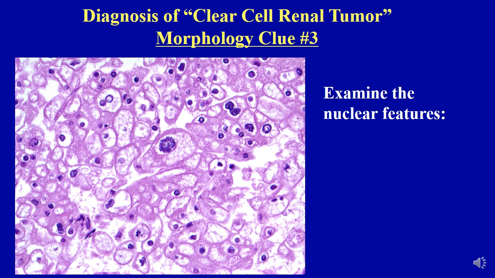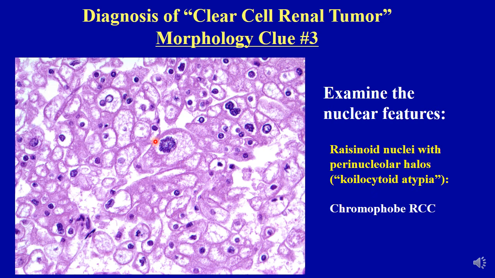So our clue number 3 is, when you deal with this kind of plant-like cells, look at the nuclear features of the tumor cells. The presence of this kind of koilocytoid atypia, in which you have degenerative binucleation, degenerative raisinoid type of nuclei with perinuclear halo, all of these koilocytoid type of features are characteristic of classic chromophobe renal cell carcinoma. Again, note the clear cell cytoplasm has a somewhat reticulated or frothy effect, which is also quite characteristic of chromophobe renal cell carcinoma.